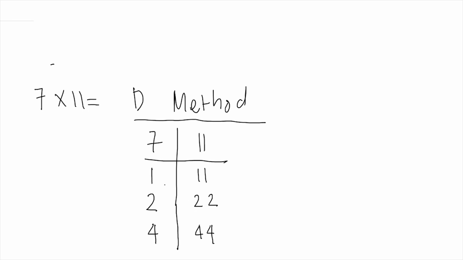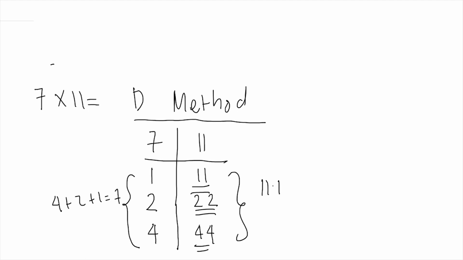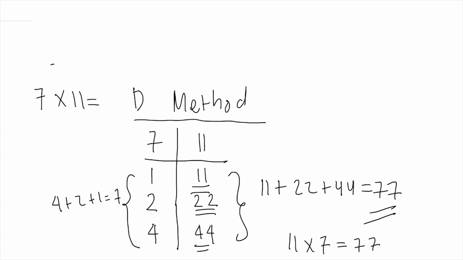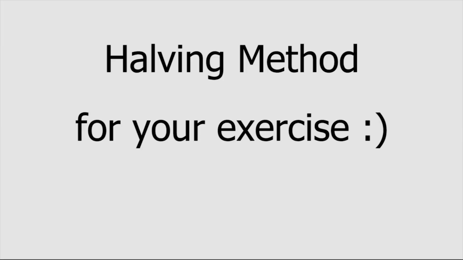So I will find the numbers that sum to 7. Okay, 4 plus 2 plus 1 is 7. So in the right column I will use 11, 22, and 44, and then I will sum them. 11 plus 22 plus 44 equals 77. So 11 times 7 equals 77. For the halving method, we will give the problem to our viewers.